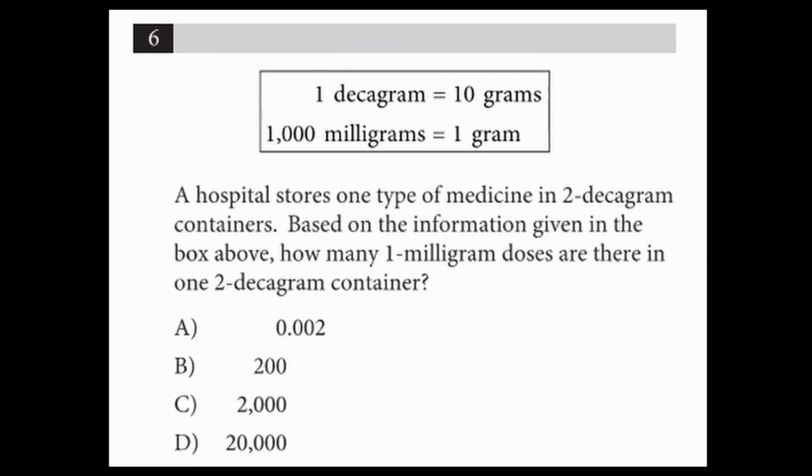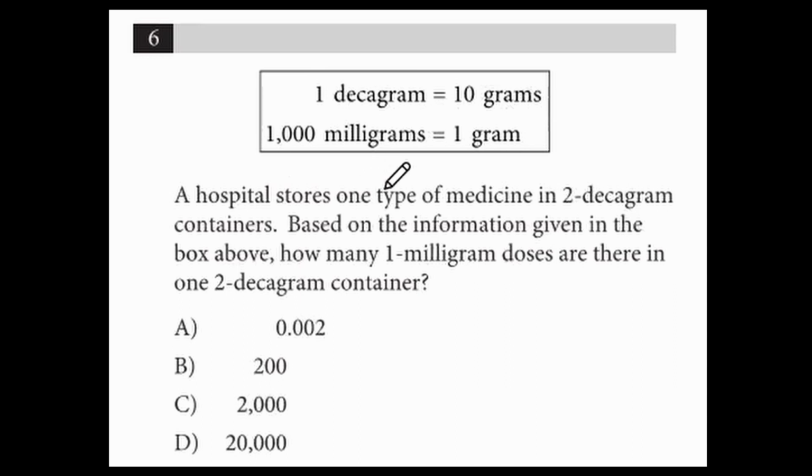Number 6, you can either write it out or just do it in your head real quick. It's a little tricky because you're converting from here to here to here to here. It gets a little bit tricky, but not a lot tricky. Let's convert it. Best way I would do it, I would go from the 10 grams down to the milligrams because 1 decagram is 10 grams and 1 gram is 1,000 milligrams. So 10 grams is 10,000 milligrams.